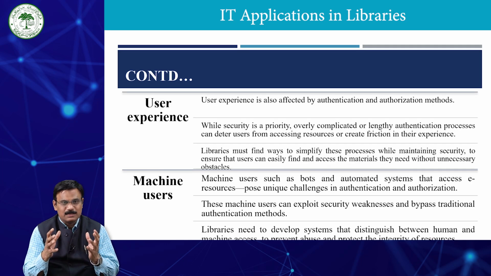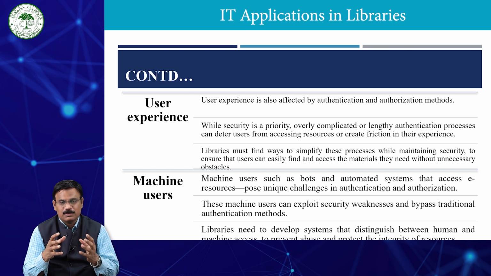And the user experience is also affected by authentication and authorization methods. While security is a priority overall, complicated or lengthy authentication processes can deter users from accessing resources or create friction in their experience. So libraries must find ways to simplify these processes while maintaining security to ensure that users can easily find and access the materials they need without unnecessary obstacles.